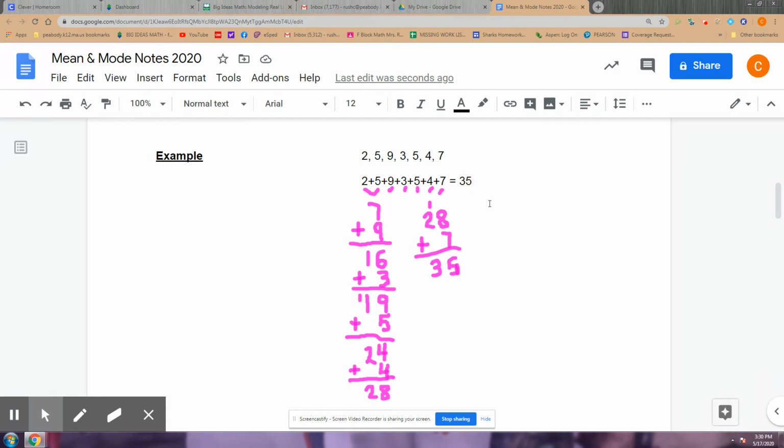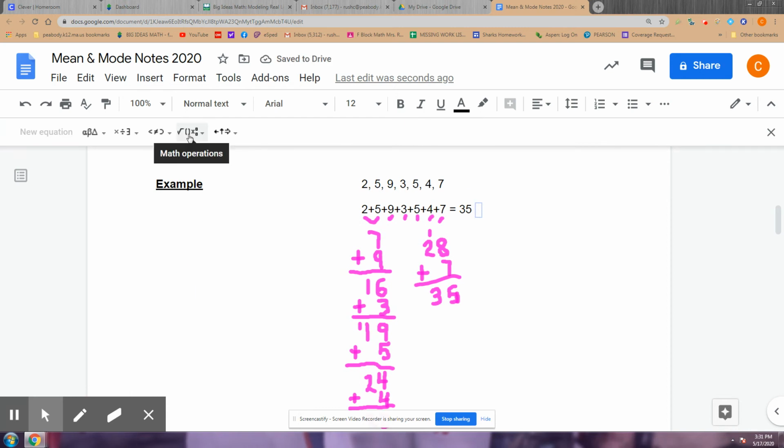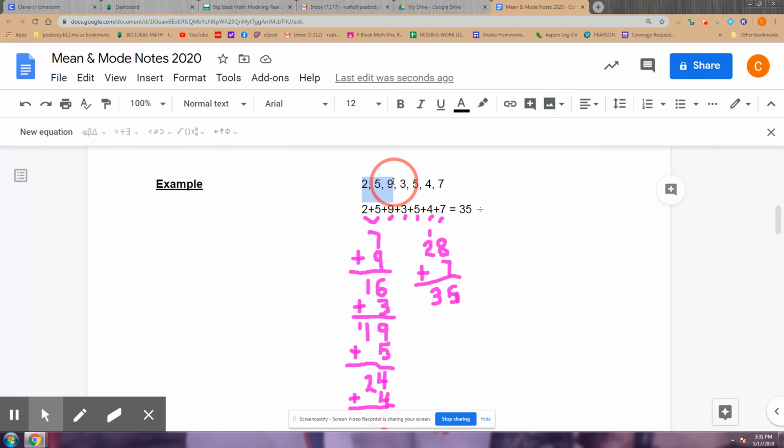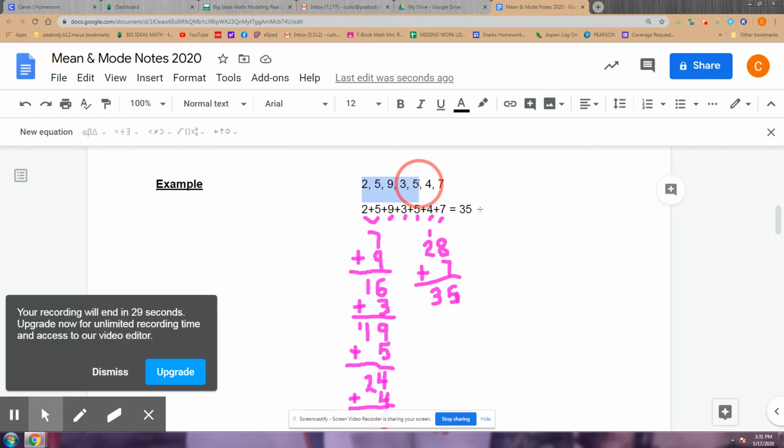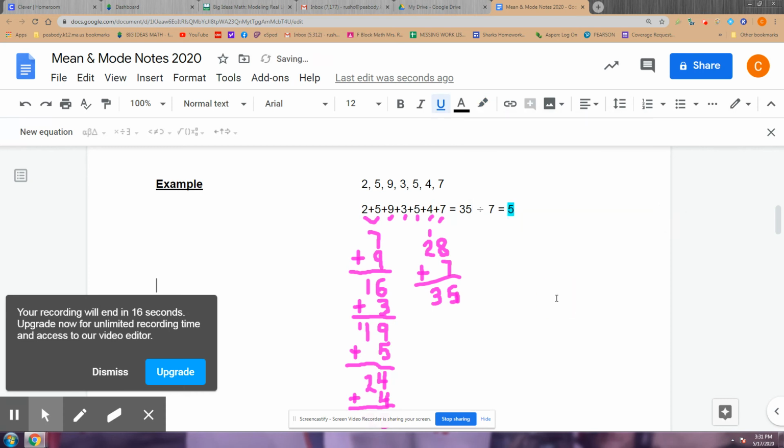So now we're going to take that 35 and we're going to divide it by how many numbers there are. So let me put a little division sign. We're going to divide 35 by how many numbers there are. So let's count how many numbers there were. 1, 2, 3, 4, 5, 6, 7. So I take my 35 and divide by 7 numbers, and I get 5. So my answer is 5. The mean for this set of numbers is 5.